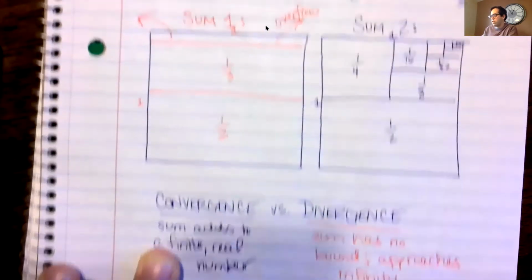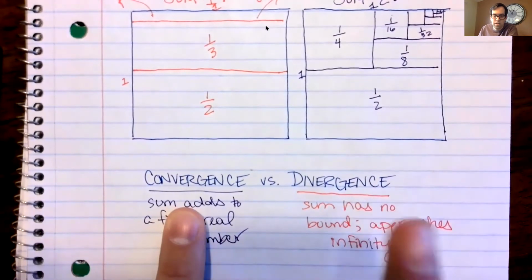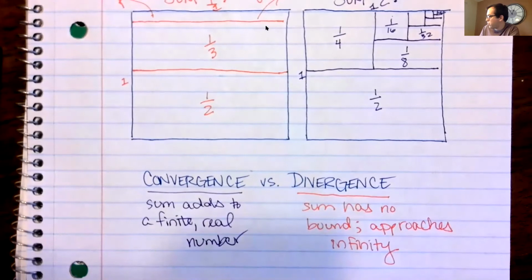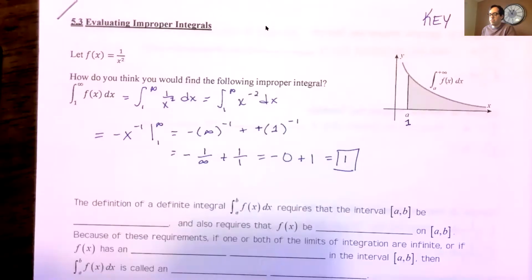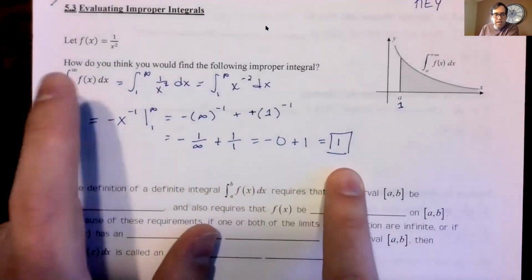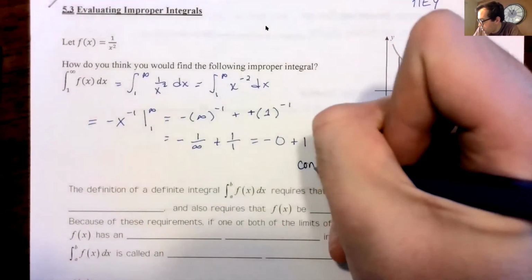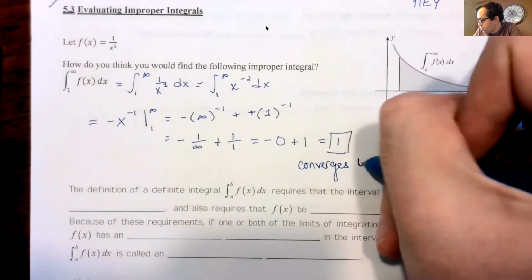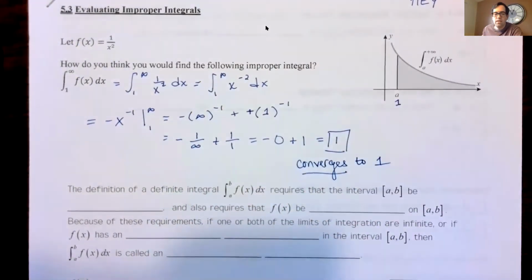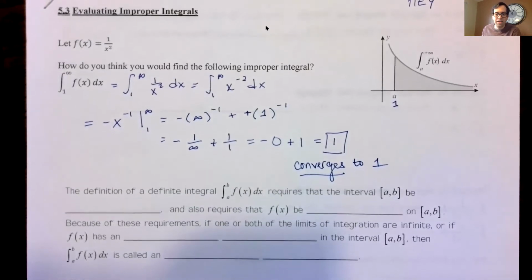We've got two types of sequences that we can add together. Convergence versus divergence is the point, okay? So in this first example that we just looked through, since we found an answer of 1, we would say that this integral converges to 1, because it has an actual, finite sum that we found, and it is 1.